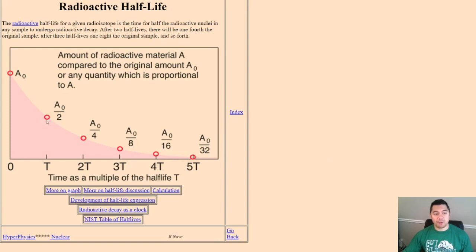Notice that after one half-life, half of the original substance is remaining. After two half-lives, because now we're taking half of that half, 1/4 of the original substance is remaining. After 3 half-lives, an eighth. After 4 half-lives, a 16th. And after 5 half-lives, a 32nd. After 6 half-lives, it would be, right, 1/64th.